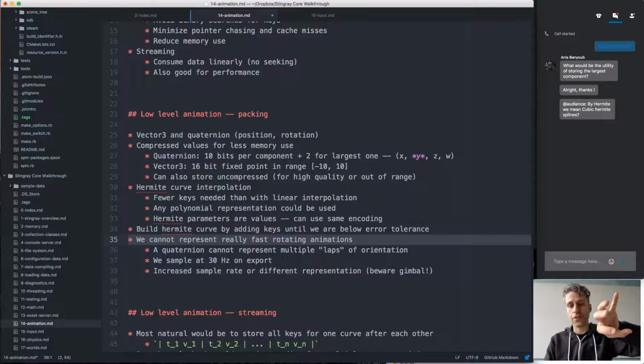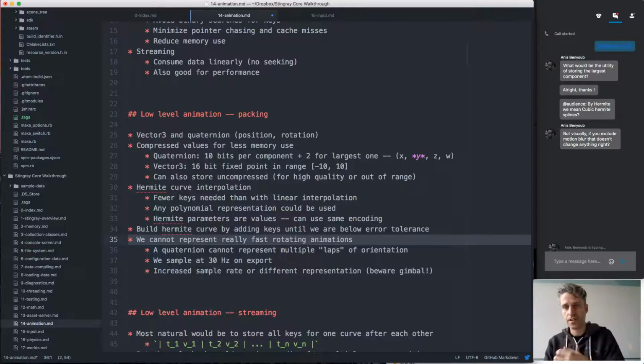So if an object is rotating really fast, it might complete a full rotation in the time it takes for us to take our next sample. If the object does a full rotation or more than half a lap of rotation in our sample frequency time, then we won't actually see that rotation. We will see it as just a small rotation from the original position here to maybe this orientation here.